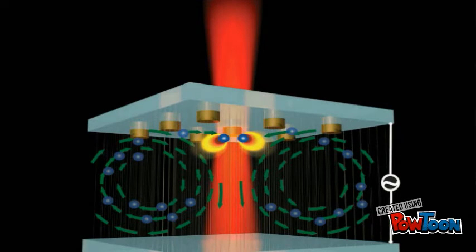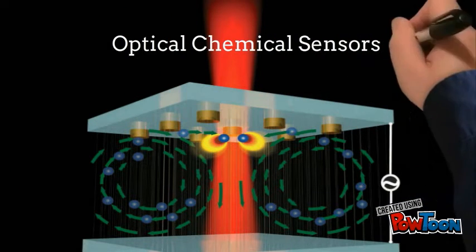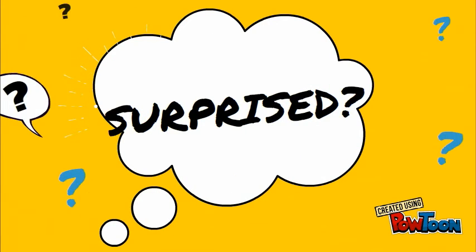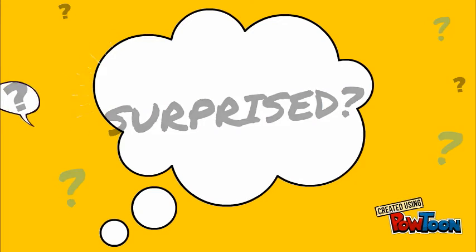Thanks to the technological advancements, we now have ways to test chemicals without altering them. Among others, optical chemical sensors are one of the most promising devices because the light probe essentially senses the chemicals in a non-destructive manner. Surprised, huh? Let's have a look at what optical sensors are and how they work.